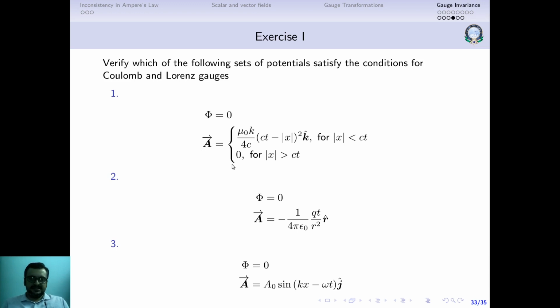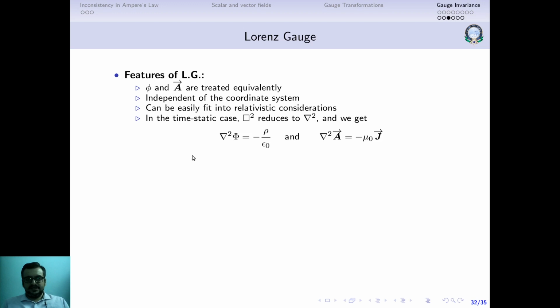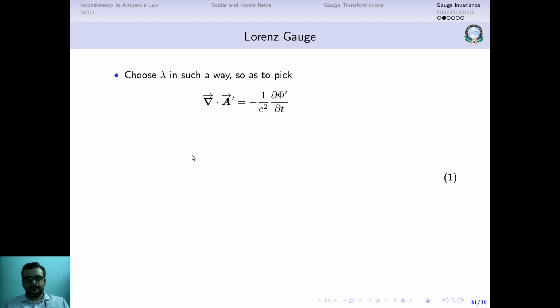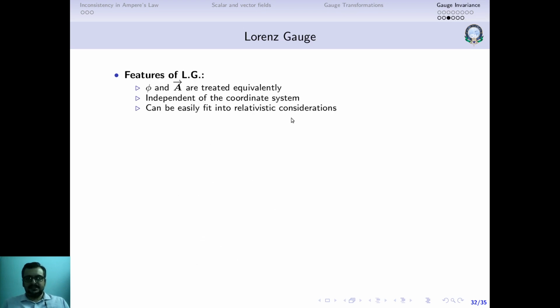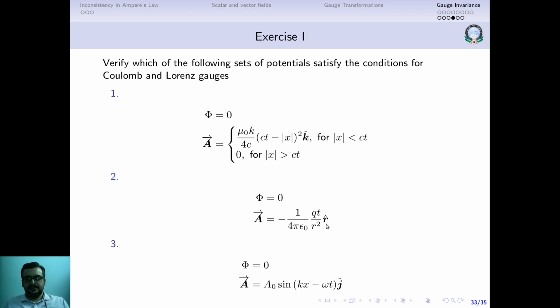So how do you figure it out? I'll give a hint. In each of these 3 cases, your starting point will be to find out the divergence of A, because in all the 3 cases, phi is 0. Let's go back to this condition, the Lorentz gauge condition. In all the 3 exercise problems, phi was 0, so the right hand side will be 0. If it was Lorentz gauge, the right hand side will be 0. What you need to do is find out the divergence of A. If the divergence of A is also 0, then these exercises satisfy the Lorentz gauge.